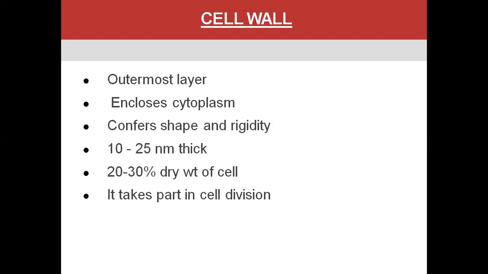The cell wall is the outermost layer. It is a tough and rigid structure. It encloses the cytoplasm and gives shape and rigidity to the bacteria. It is 10 to 25 nanometers in thickness, makes up 20 to 30% of the dry weight of the cell, and takes part in cell division.